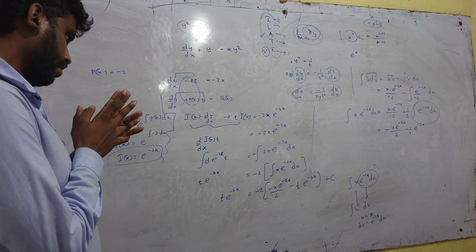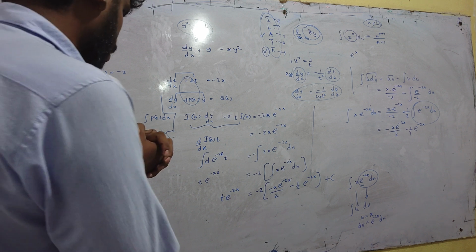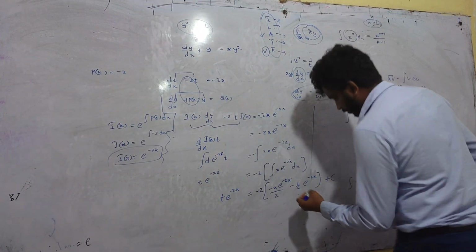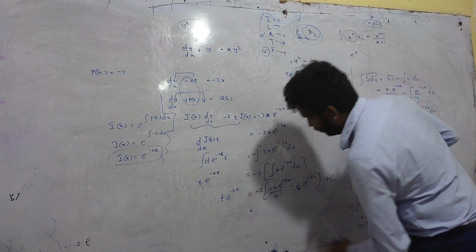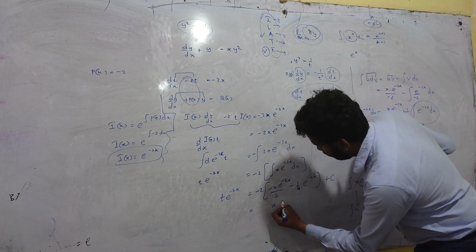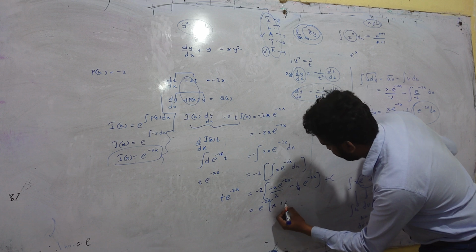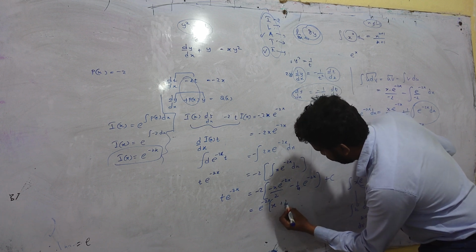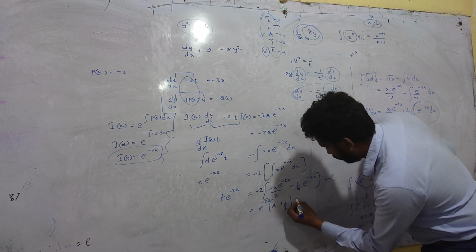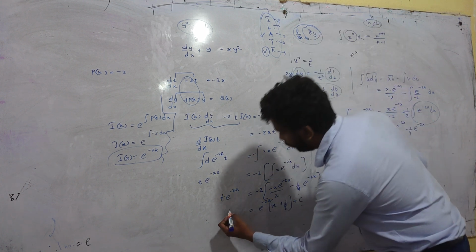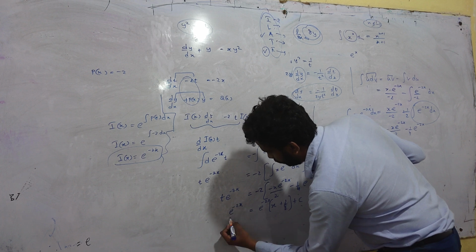Should I substitute minus 2 inside? No need for expansion. You can expand it, x e to the power minus 2x can be taken out. That can be factorized. This is 1/2, then plus c, and t is 1 over y squared e to the power minus 2x.